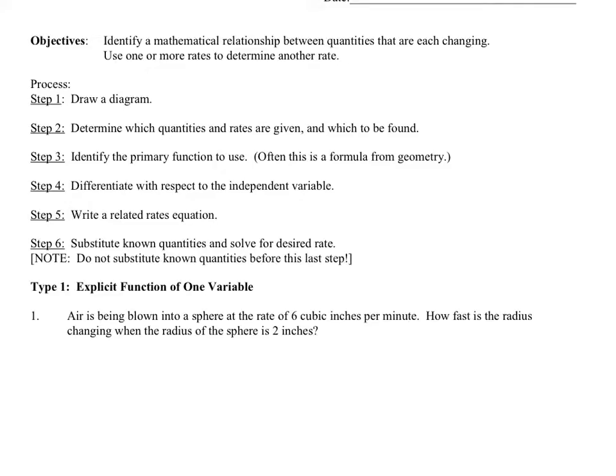Like air being blown into a sphere. What are you going to do? Draw a ball with like wind, like a fan? I don't know. It's not necessary. Right. Determine which quantities and rates are given and which are to be found. That makes sense. 3 and 4 are the unique things.